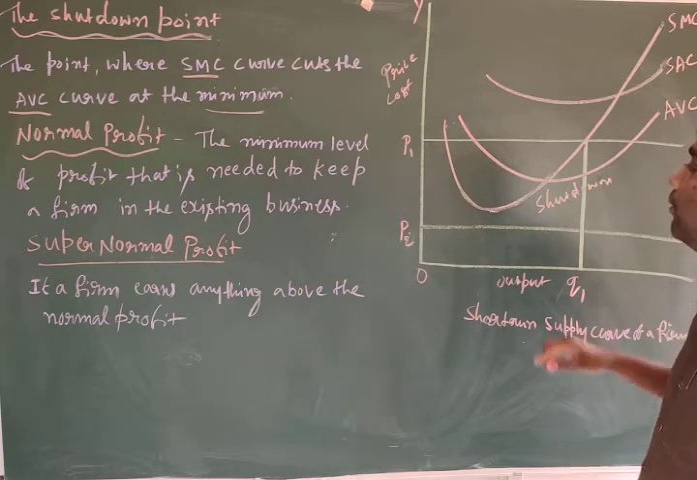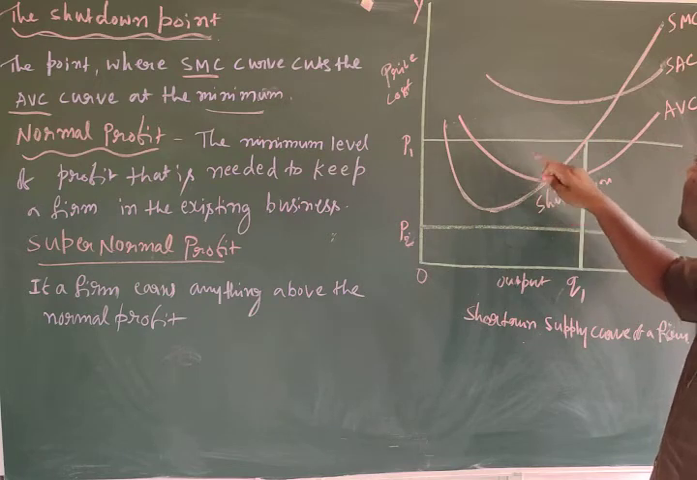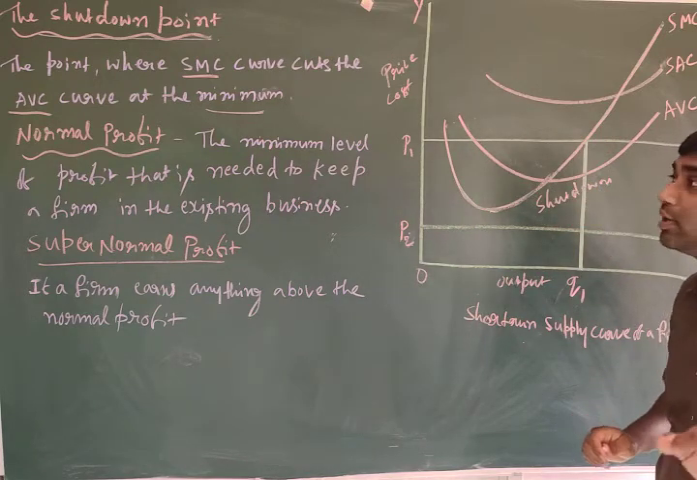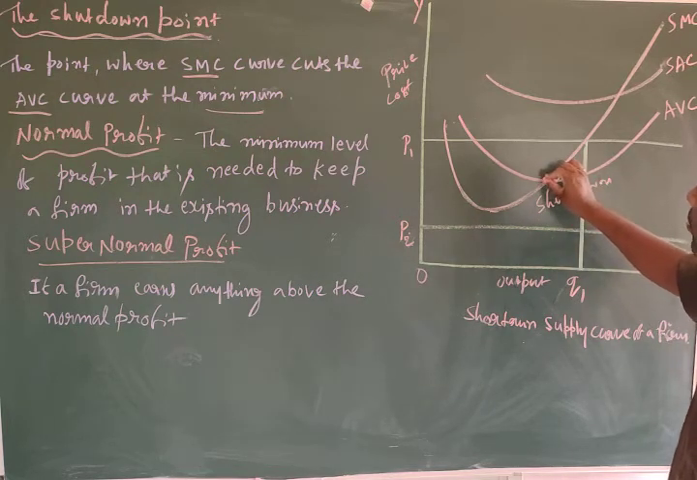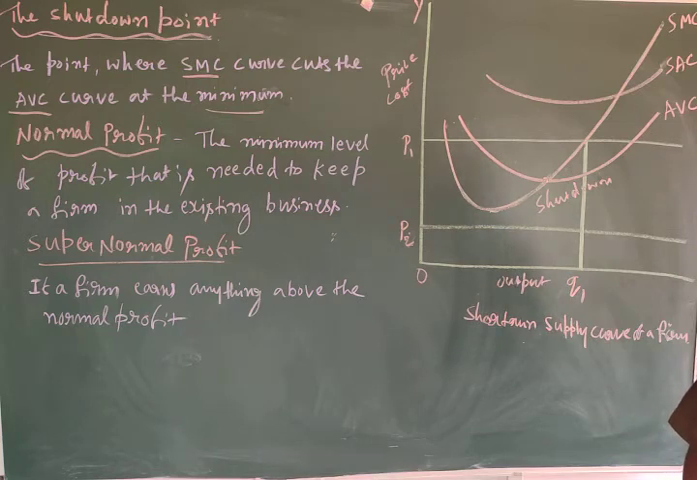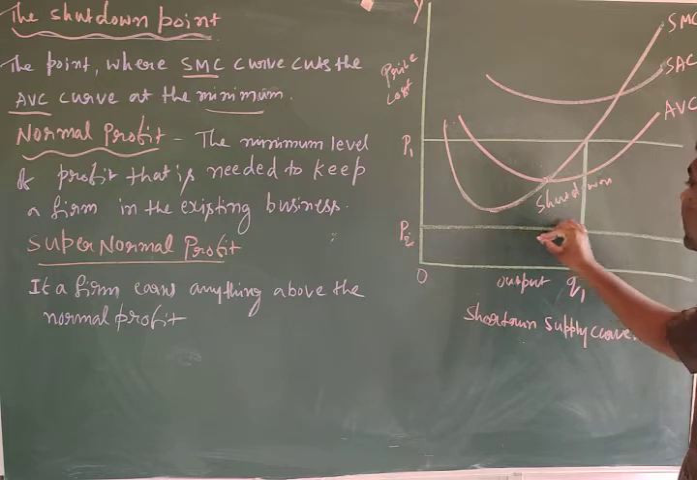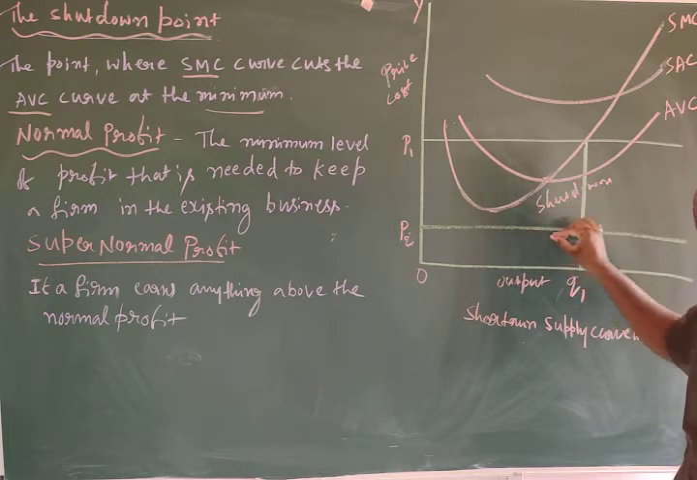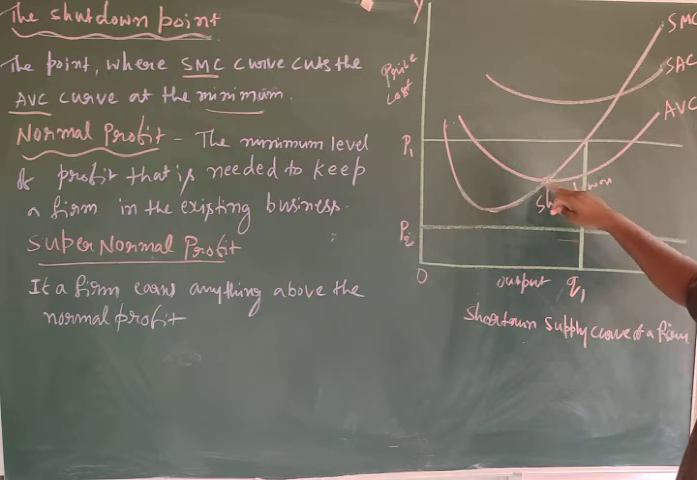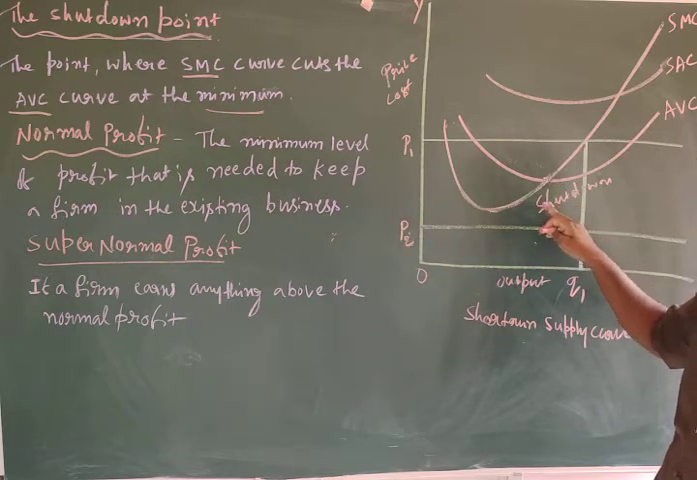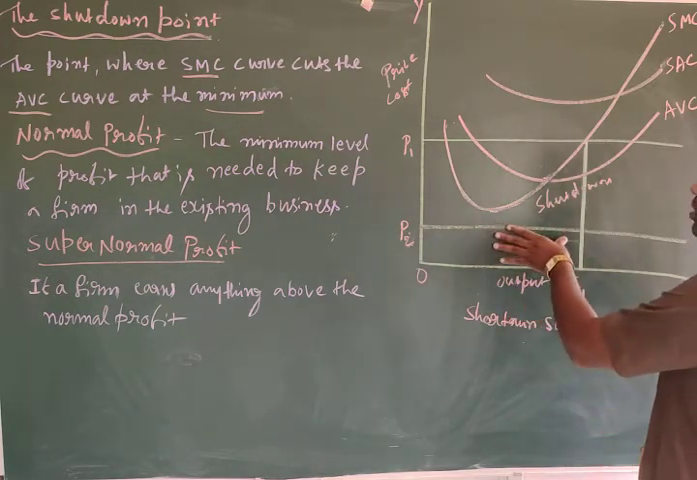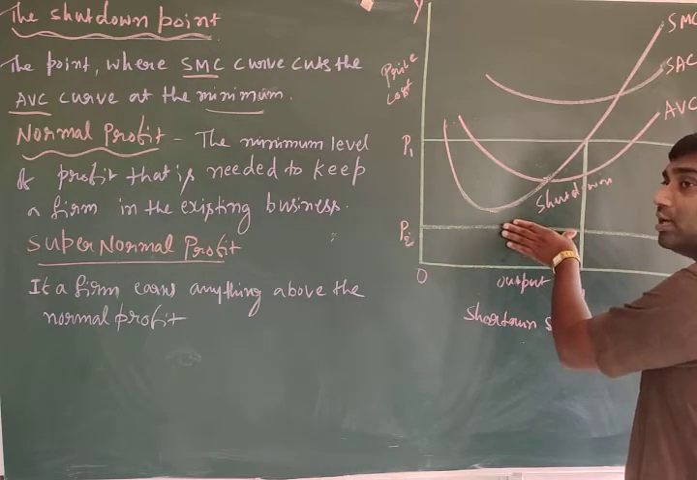Shutdown point: where the SMC curve cuts the AVC curve at the point of minimum. This is called the shutdown point because below this point there will be no production. Why? Because here the price is below the average variable cost and short-run marginal cost. That's why this is called the shutdown point.